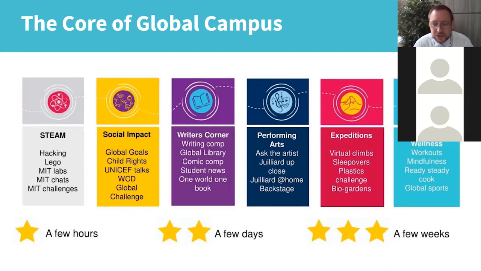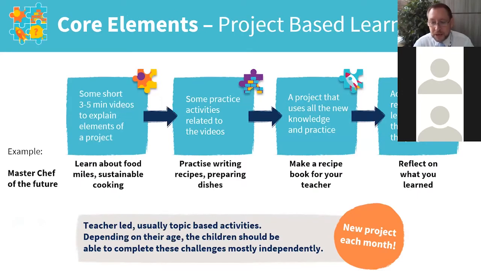In addition to these 6 areas, there are also the Global Campus core elements, and these are project-based learning. They're transdisciplinary, which means that they look at all of the subjects equally, and they allow children to use their natural creativity and inquiry skills. They're teacher-led, and they're usually based on the topic that your child is learning in class. Depending on the age, the children should be able to complete these challenges once they're set by the teacher, mostly independently.